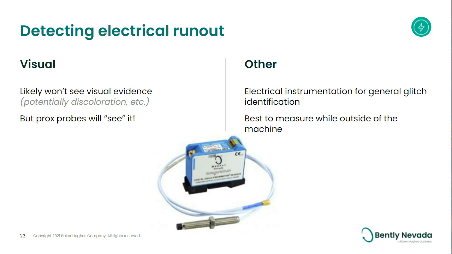So having the prox probe there is one way to pick up electrical runout. However, proximity probes also detect mechanical runout. So that's where we need to be able to differentiate between the two, and we'll talk about how that happens in a little while here. On the other side of things, there is more specialized electrical instrumentation for general glitch identification or electrical runout identification. We can give you some reference material or reference folks to talk to about that. And this is generally going to be to measure it while it's outside the machine in the machine shop.